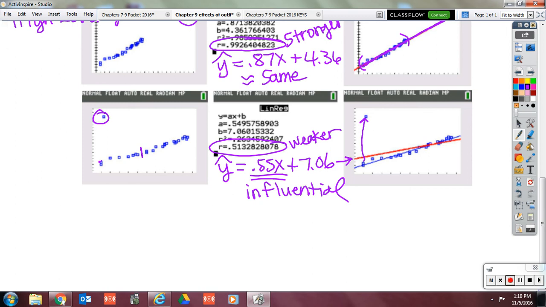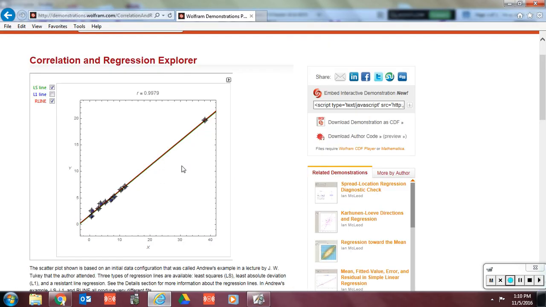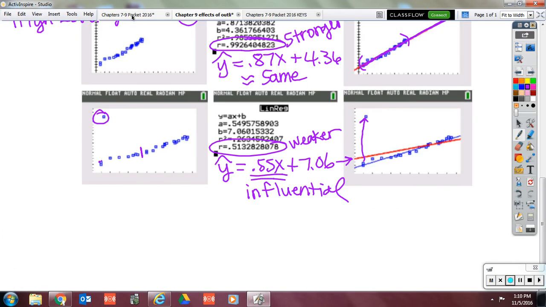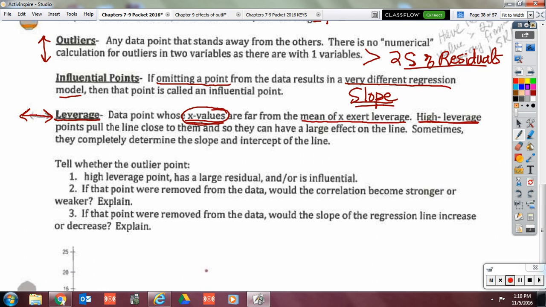Okay, so there's lots of information for us to kind of digest on understanding what outliers and such do to the equation of the line, the correlation of it as well. So let's come back here to your notes, where we've got this right here. Let's see, and we're going to go ahead and kind of fill in some of this information.